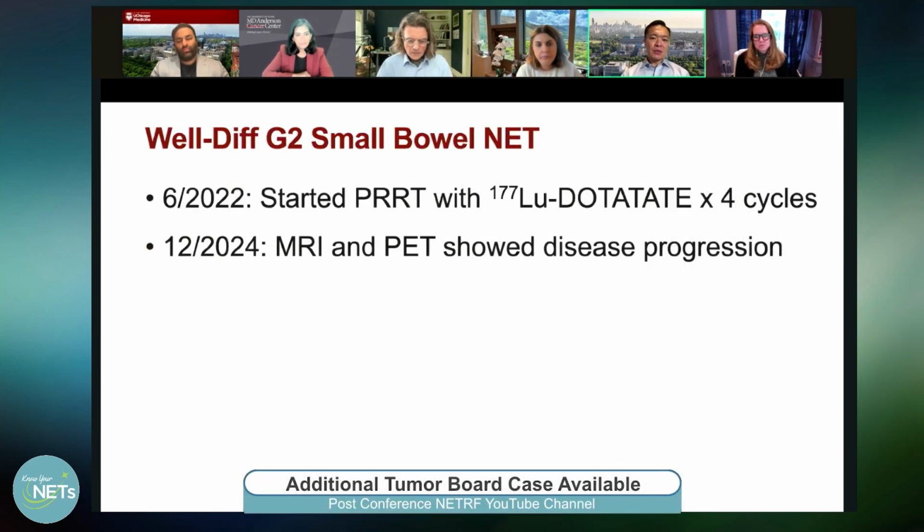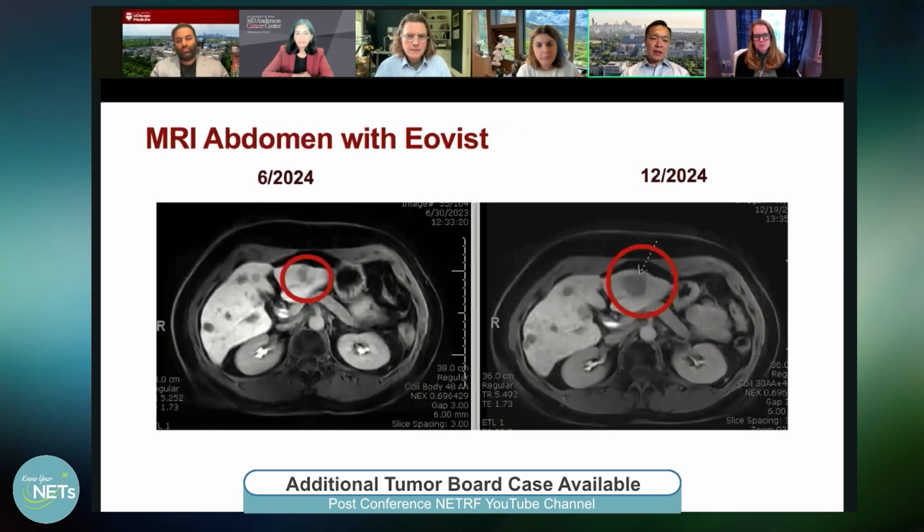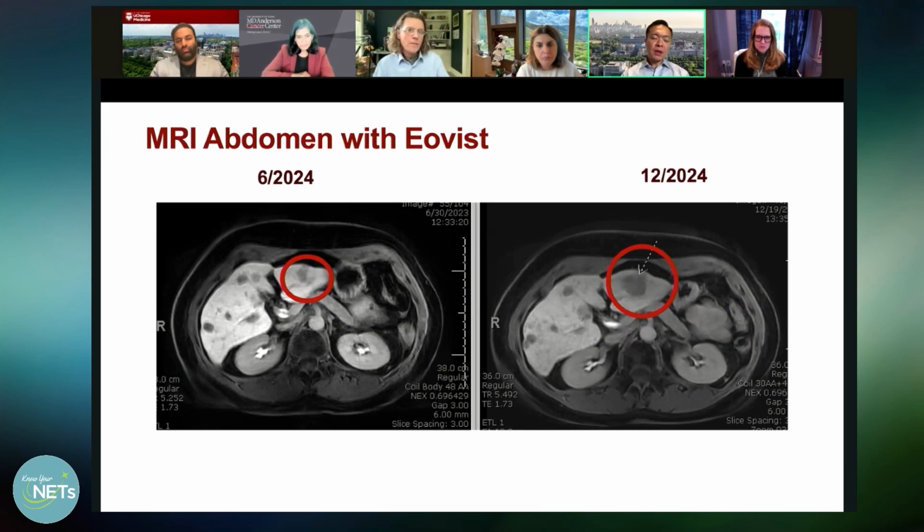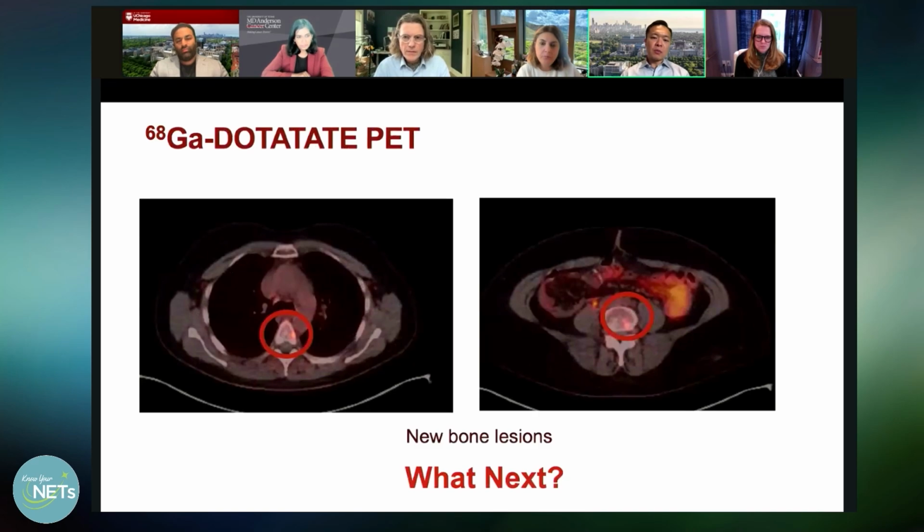So she indeed was treated with PRRT with standard Lutathera, and then 2.5 years later, her scan showed disease progression. So this is an example. She had mild progression of many of her liver lesions, but this one in particular in segment 3 got significantly larger. And then she also developed new bone mets. As you can see here, they're all very small, very subtle. So at this juncture, what will we do next?